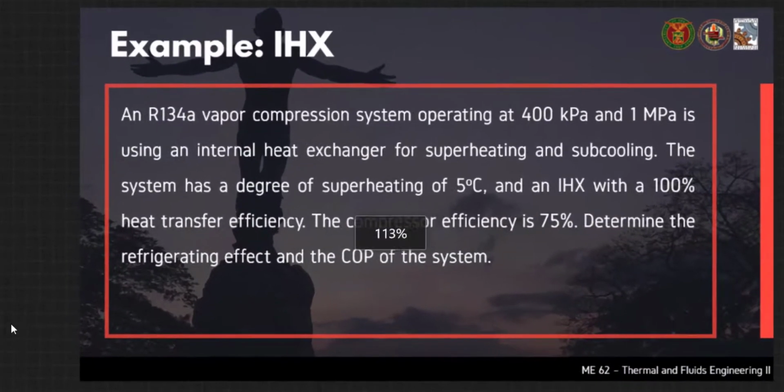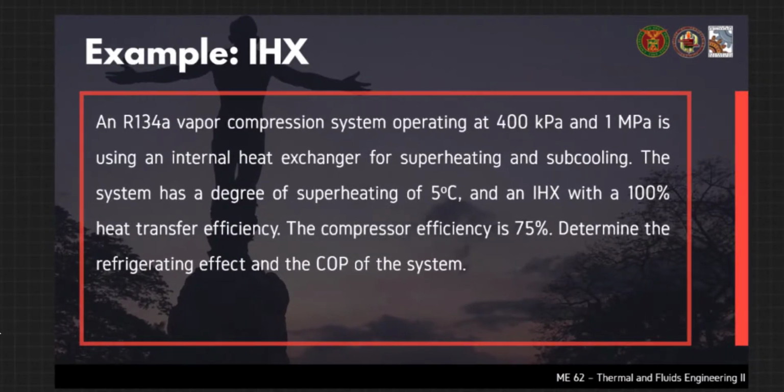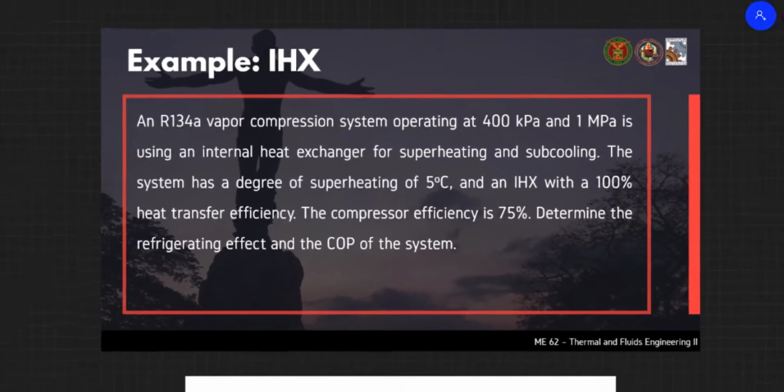So we have an R134A vapor compression system operating at 400 kilopascals, which is basically equal to 0.4 megapascal and 1 megapascal. It is using an internal heat exchanger for superheating and subcooling. The system has a degree of superheating of 5 degrees Celsius and an internal heat exchanger with a 100% heat transfer efficiency. The compressor efficiency is 75%. Determine the refrigerating effect and the COP of the system.